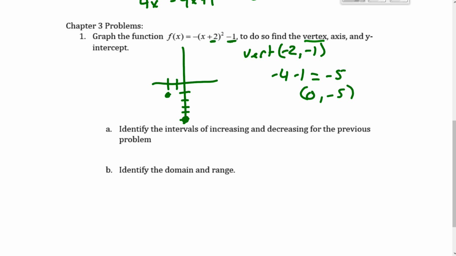And now I can just reflect that because it's symmetric about the y-axis, right? But now it's not about the y-axis. It's about this axis of symmetry. So axis of symmetry, that's what it means by axis.